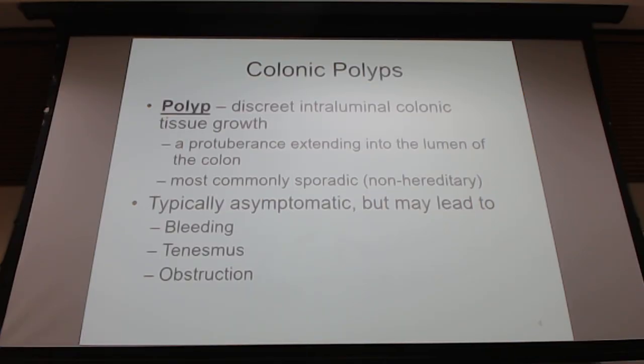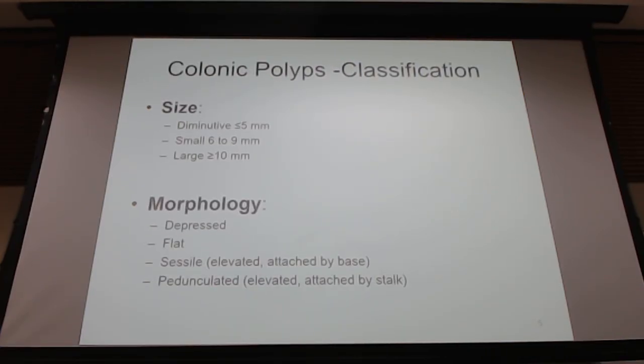But here's how we classify these. Whether they're small, less than 5 millimeters, 6 to 9, and then large is greater than 10. So all these different morphologies, they will describe those. Are they depressed? Are they flat? And I think they could have probably used a different word than depressed. I think it's a sad polyp.